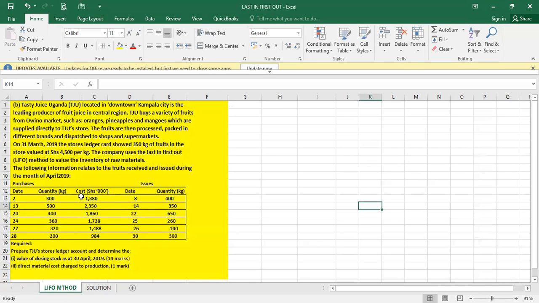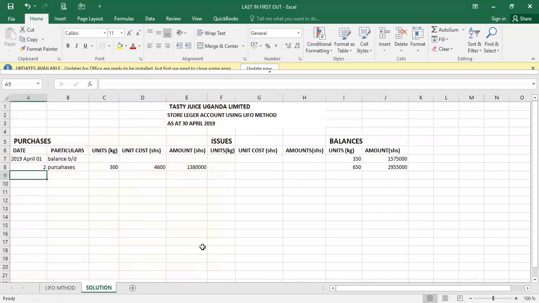The next transaction took place on 8th, and on 8th they are saying they issued out 400 units. We issued out 400. This is on 8th. We are recording issues, and the units are 400 units.